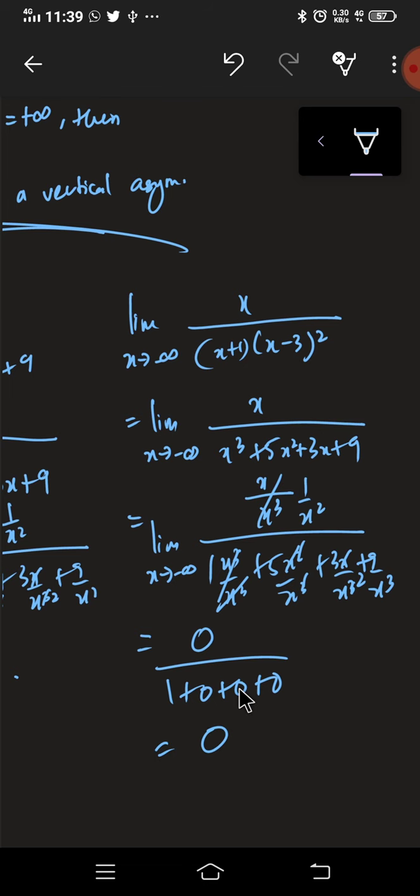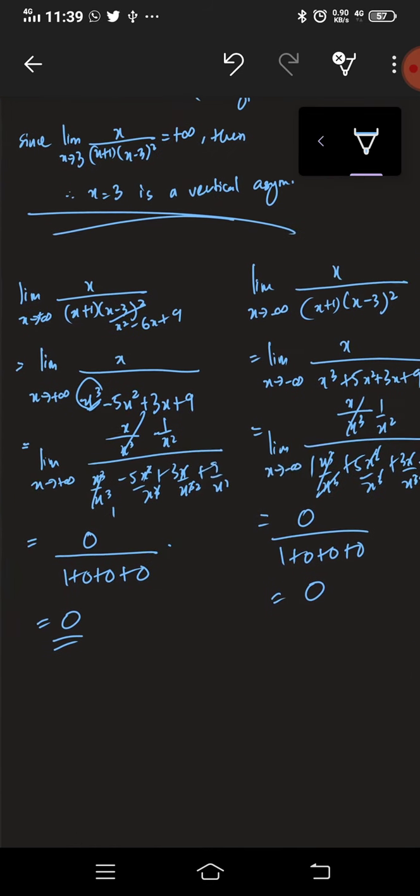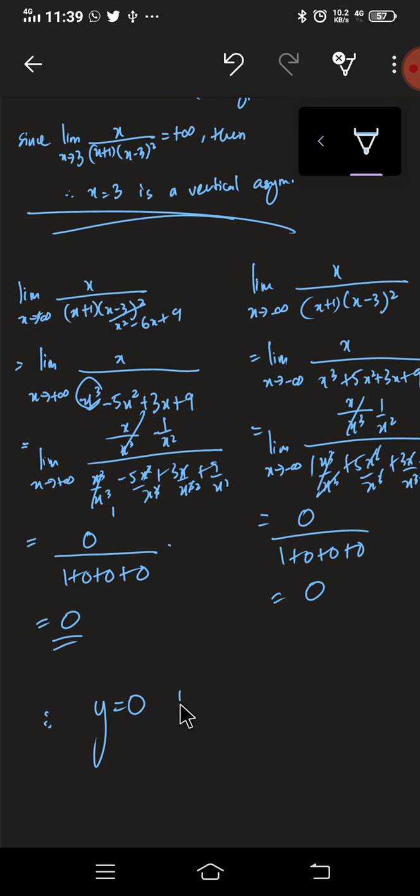Okay, now we have found the limits at infinity. Then the next question is to deduce the equation of the horizontal asymptote. What we can deduce from the limits at infinity is that y = 0 is the horizontal asymptote, because the limit at infinity defines the horizontal asymptote.